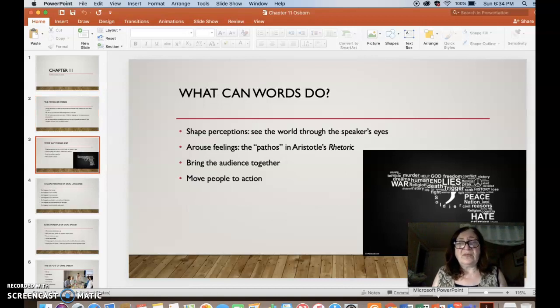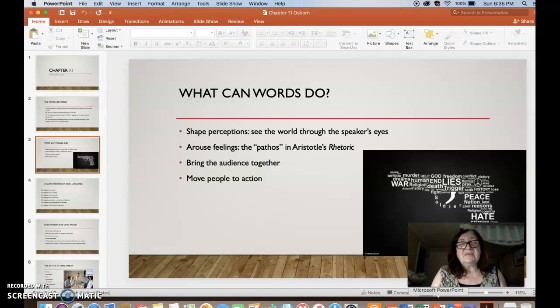What can words accomplish? Words can do a lot, as we know. Sharing perceptions is putting the audience member in your place, having another person see the world through your eyes, through the speaker's eyes. Bringing up feelings, it is the pathos in Aristotle's rhetoric. Remember, we said ethos, pathos, and logos. Ethos being the credibility of the source of the speaker. Pathos, the feelings, the emotional, poetic appeal, and logos, the logic. So pathos is what words do best, bring up emotions.